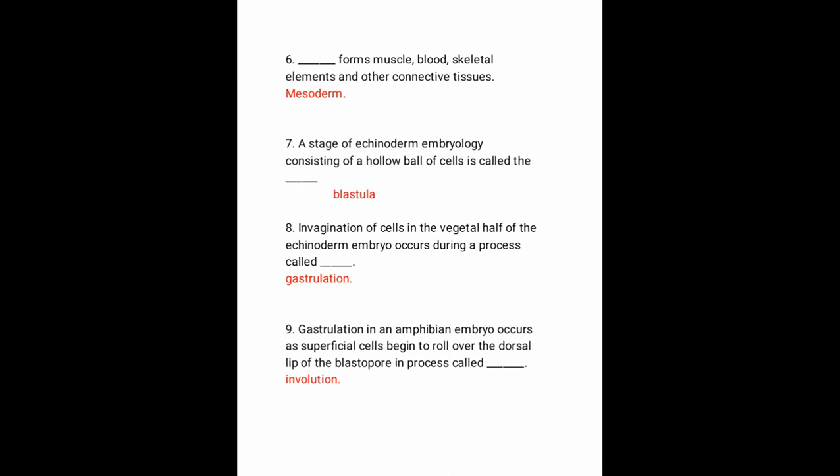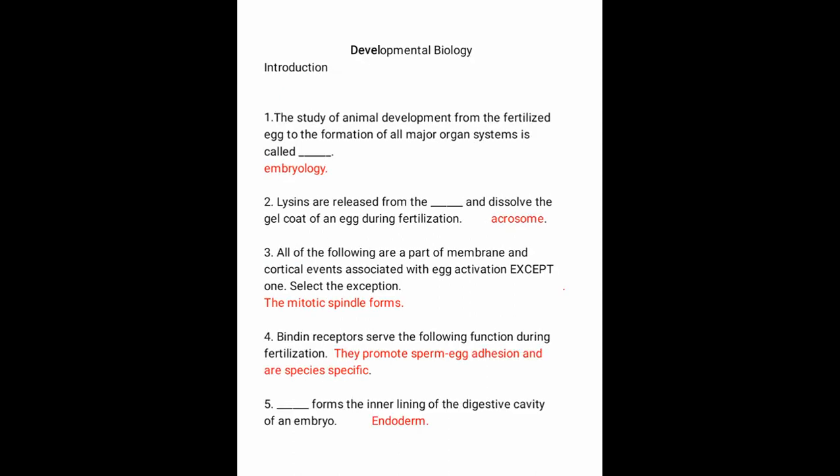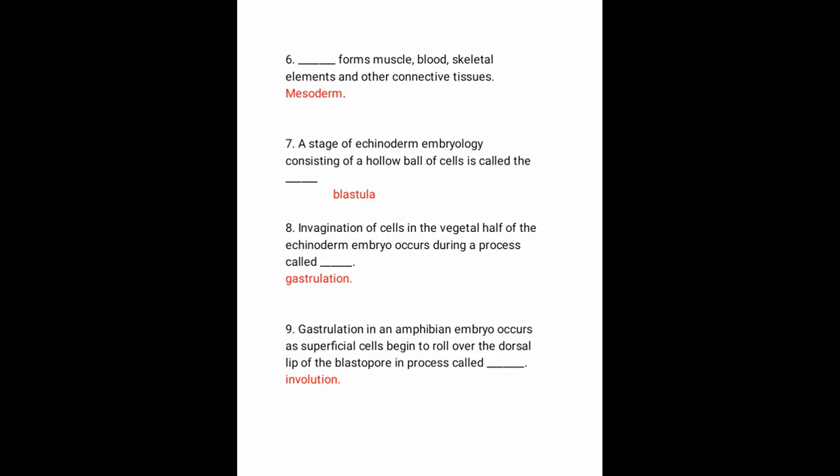Three germ layers are formed during gestation: ectoderm, mesoderm, and endoderm. The ectoderm forms the outer epidermis and nervous system. Mesoderm forms the muscles, blood cells, skeleton elements and other connective tissues, while the endoderm forms the inner lining of the digestive cavity.